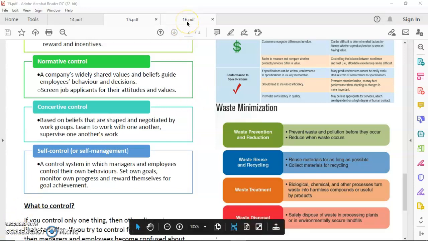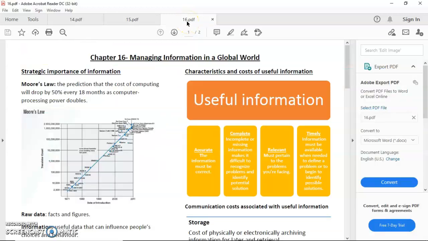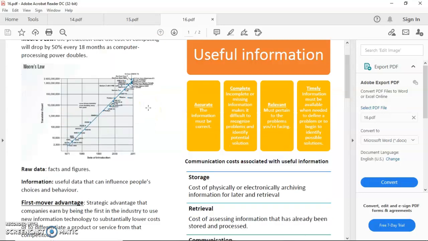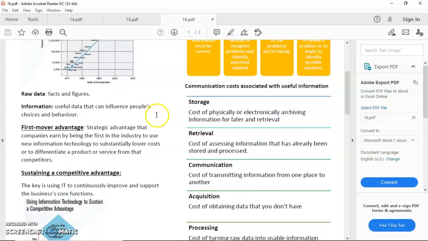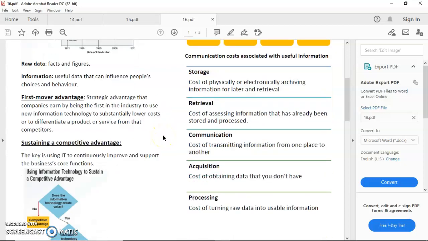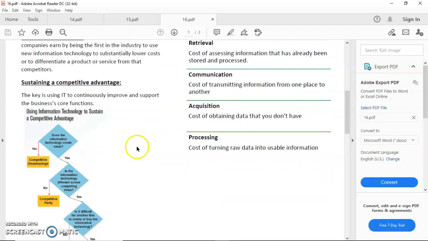Now let's move on to the last chapter, chapter 16, which is concerning managing information in a global world. So here we have Moore's Law and the importance of information. So information is useful data that can influence people's choice and behavior. So the first mover advantage, there's different types of advantage concerning information. The first mover advantage, sustaining a competitive advantage.